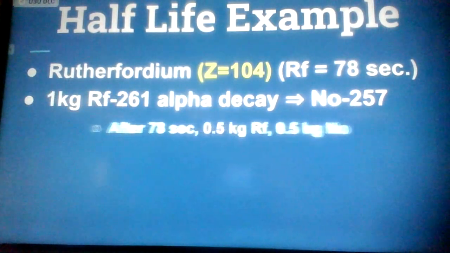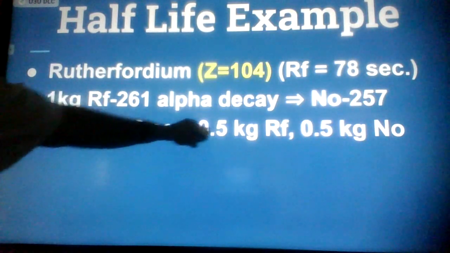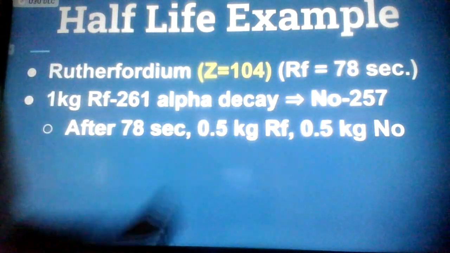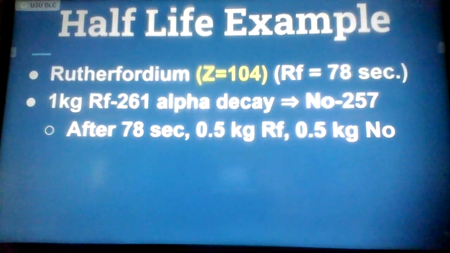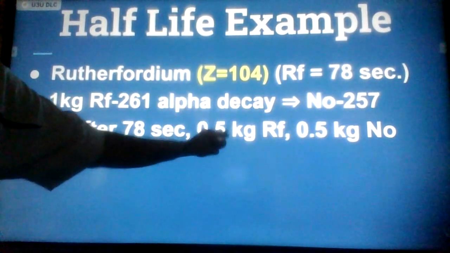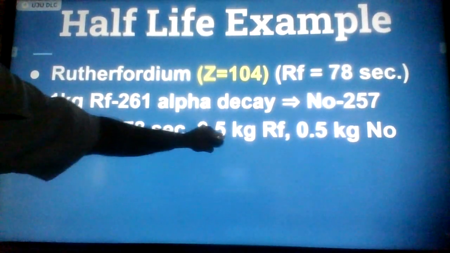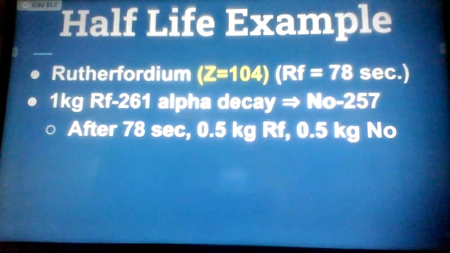Now, what about the half-life? After 78 seconds, half of 1 kilogram, which is half a kilogram of rutherfordium, has now changed into half a kilogram of nobelium. Remember, the half-life of rutherfordium is 78 seconds. So after 78 seconds, a minute 18, half that sample, 1 kilogram to half kilogram, has now changed into nobelium, as you see right there.